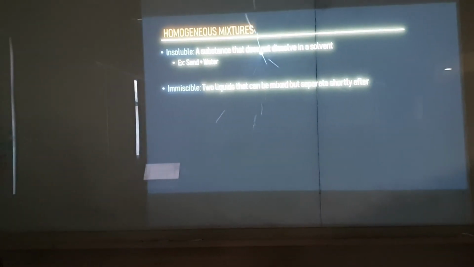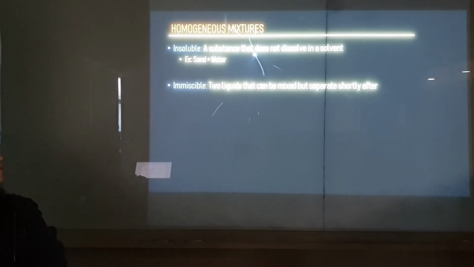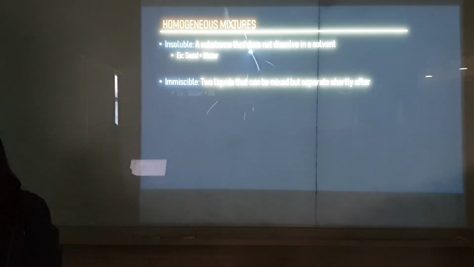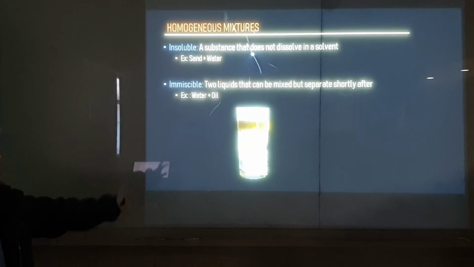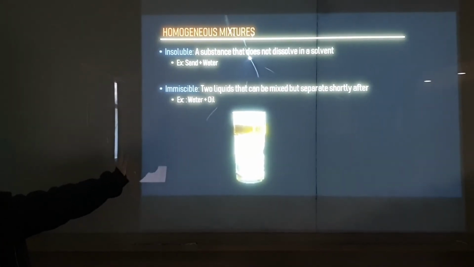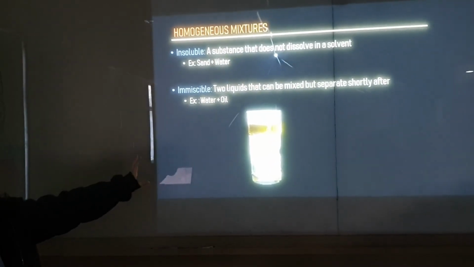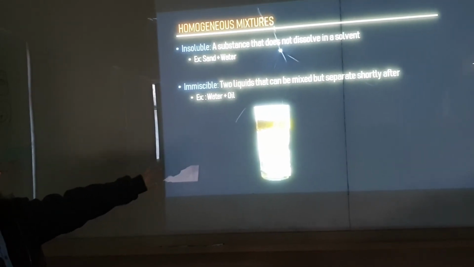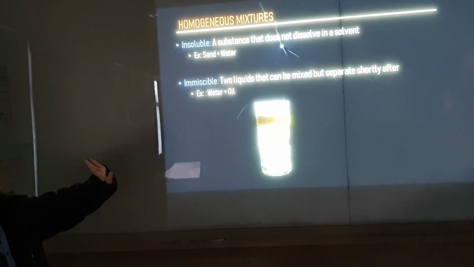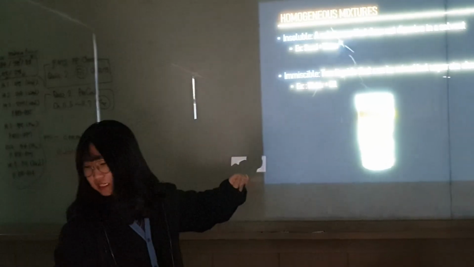And the next is immiscible, which means two liquids that can be mixed but separate shortly after. The example is water plus oil. When you mix them, they can mix, but when you leave it for a while, you can see that the oil goes to the top and the water goes to the bottom, which makes it impossible to mix.